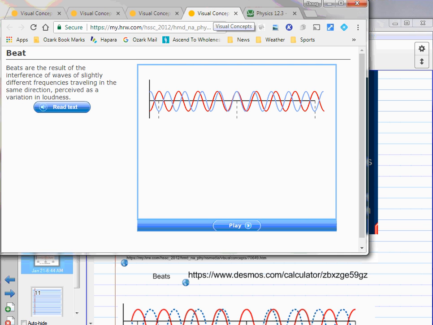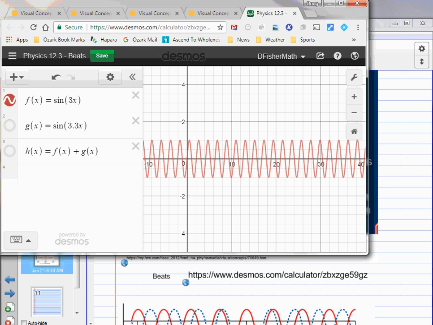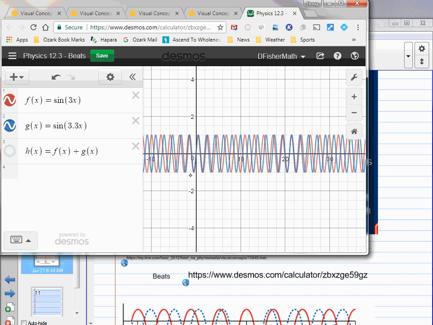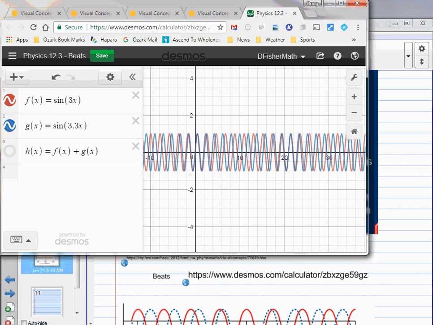So look at the beats right here, go through that. Let me start with this one first of all. Here I have graphed, in red, a sinusoid, sine 3x happens to be the problem. My g function is sine 3.3x, just slightly different. And you can notice regions where they almost match up. Right near the origin, you notice them perfectly matching up.